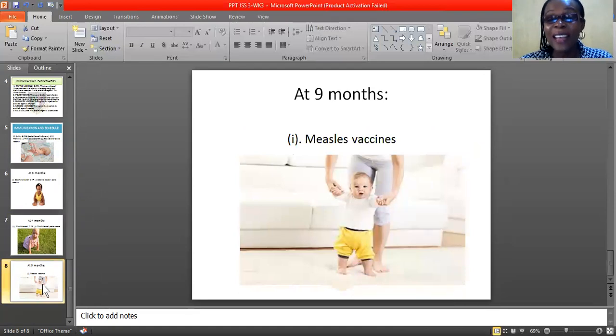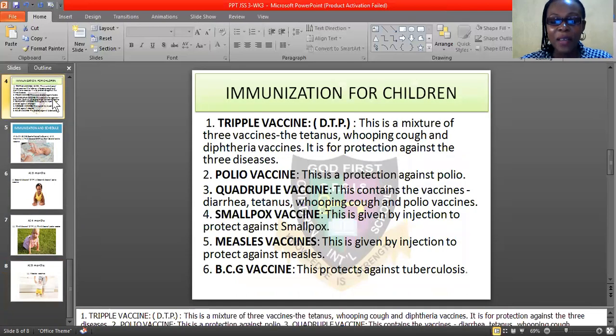Now, at 9 months, that is when you will give your child the measles vaccine. Let us look into our vaccines. We have talked of BCG, we've talked of the triple vaccine, that is the vaccine that takes care of diphtheria, tetanus, whooping cough, and polio vaccines. They give it to children as well, at a particular age. Then smallpox, we have what we call chicken pox and smallpox. They equally give the child at the age of 9 months. Do you understand? Some they will give you first those 4 months and the remaining at 9 months.